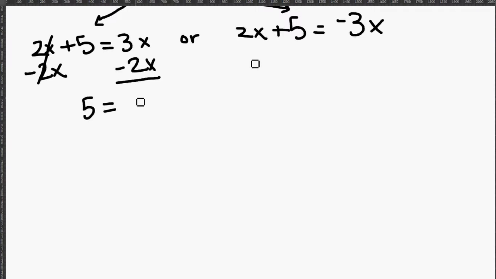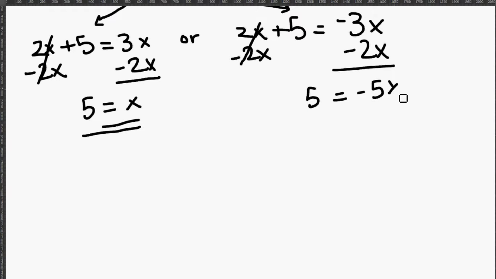And then on this side, I'm going to do the same thing. Subtract the 2x to get rid of it from here. Subtract the 2x. And I actually get 5 is equal to negative 5x. And then I'm just going to solve for x by dividing out this negative 5, and also divide the other side by negative 5. And you get x is equal to negative 1.